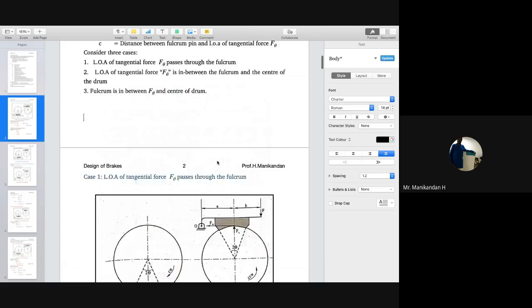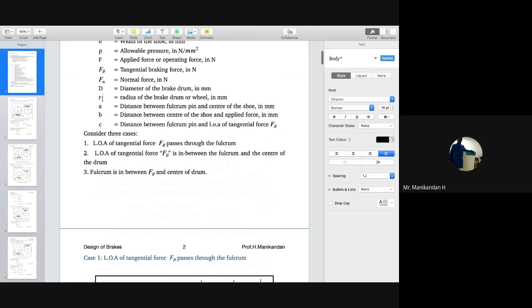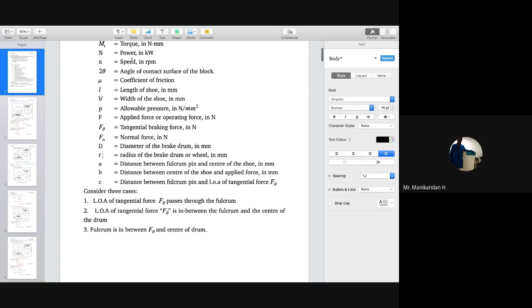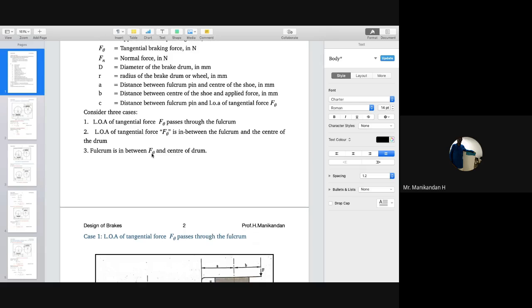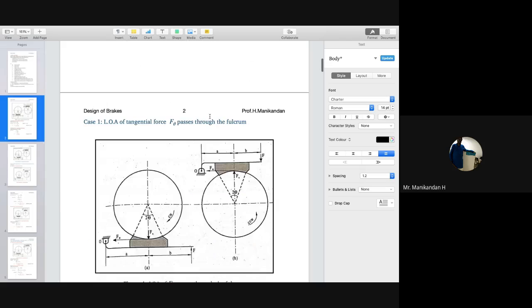Half of D, small r, I have chosen as the notation for the radius of the brake drum or wheel. We use this radius to calculate the braking torque developed, which is equal to force into radius, that is, the tangential force into the radius r. And A, B, C are the distances, namely the distance between the fulcrum pin and the center of the shoe.